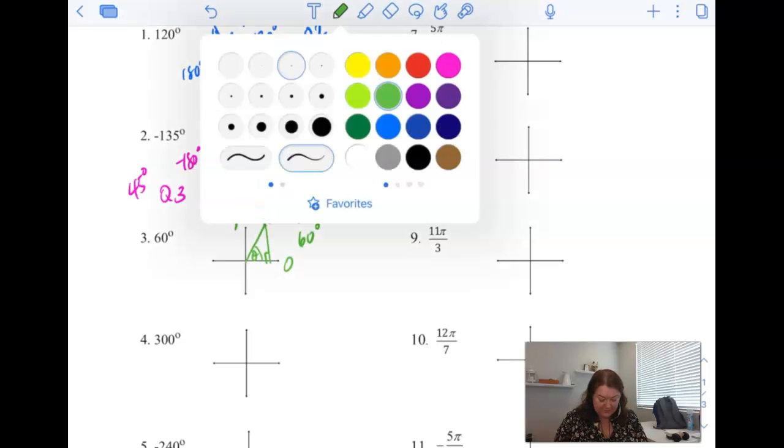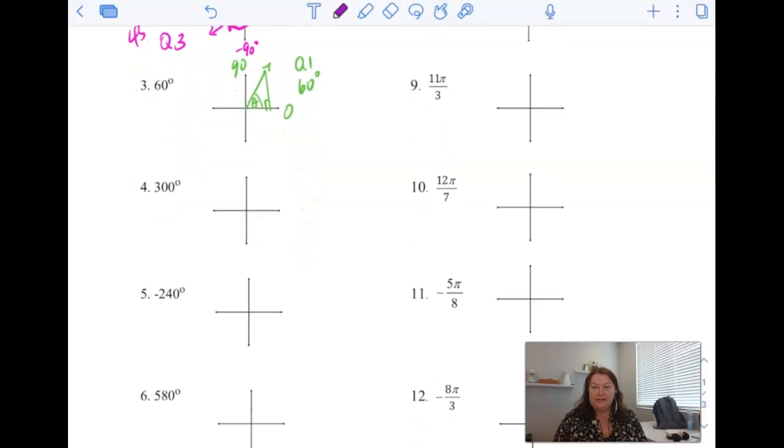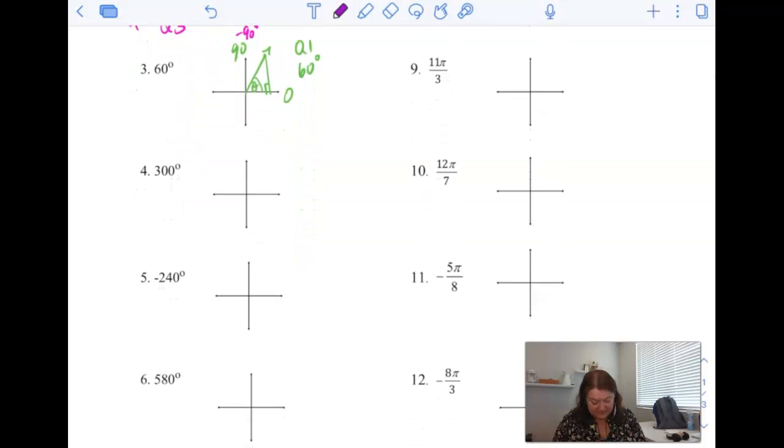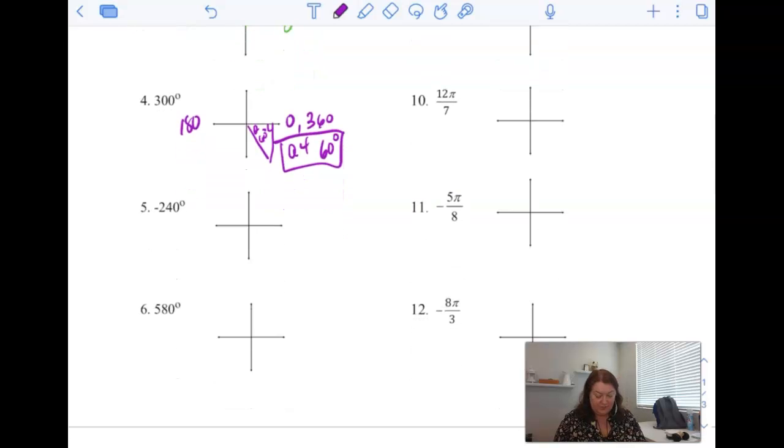All right, on to the next one, 300 degrees. In 300 degrees, we've got 0, we've got 180, and then we've got 360. So it's closest to 360. How close? It's 60 degrees away. So 60 degrees away looks something like this, and we are in quadrant 4, and we are 60 degrees away from the closest x-axis.